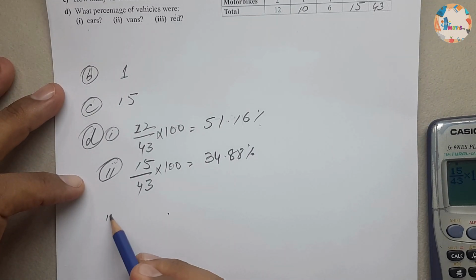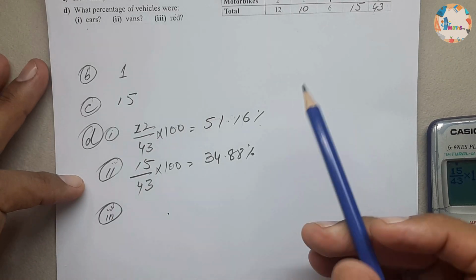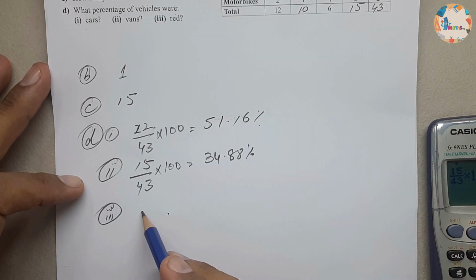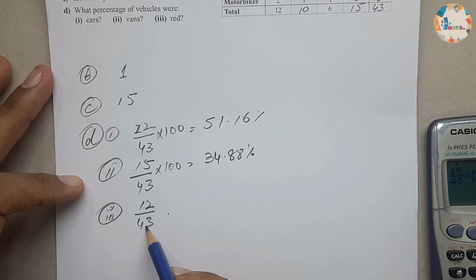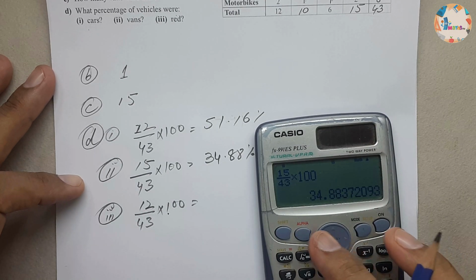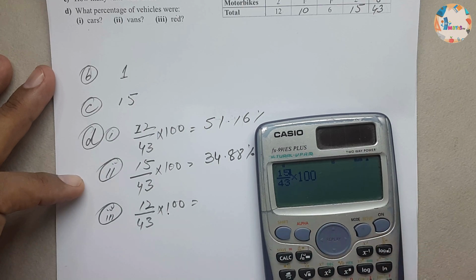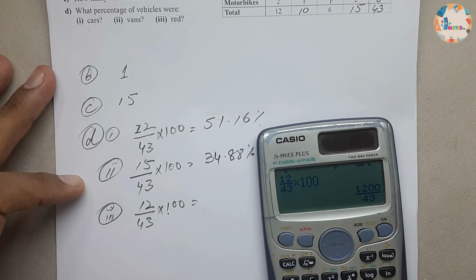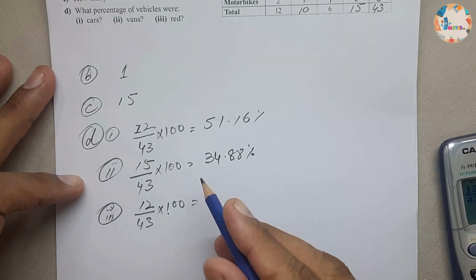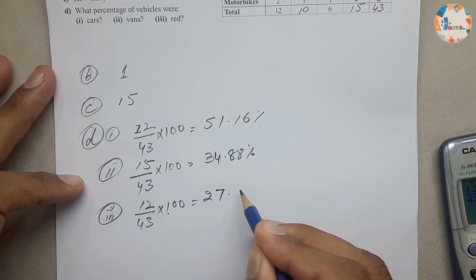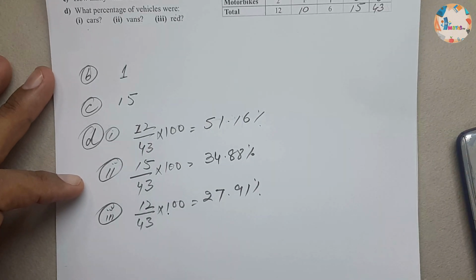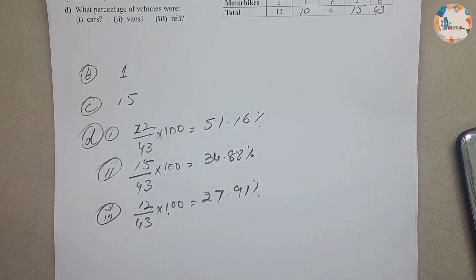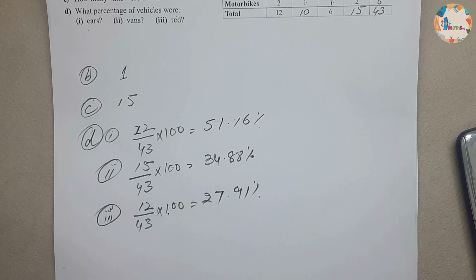And then comes the third percentage, which they are asking for red. So red color, if we check, red color is 12. So cars, vans and motorbikes, red color will be 12. 12 out of 43 into 100, so we can change this 15 to 12, and this will be the percentage, which is 27.91%.